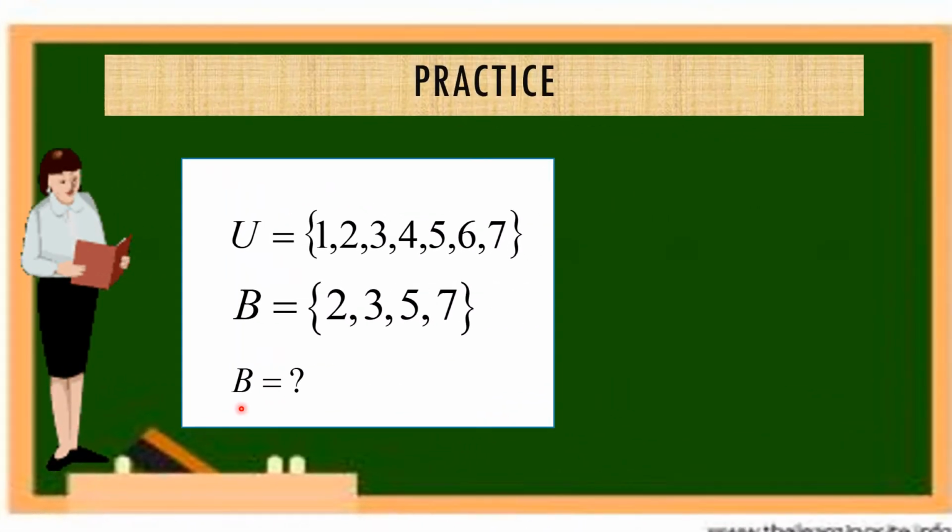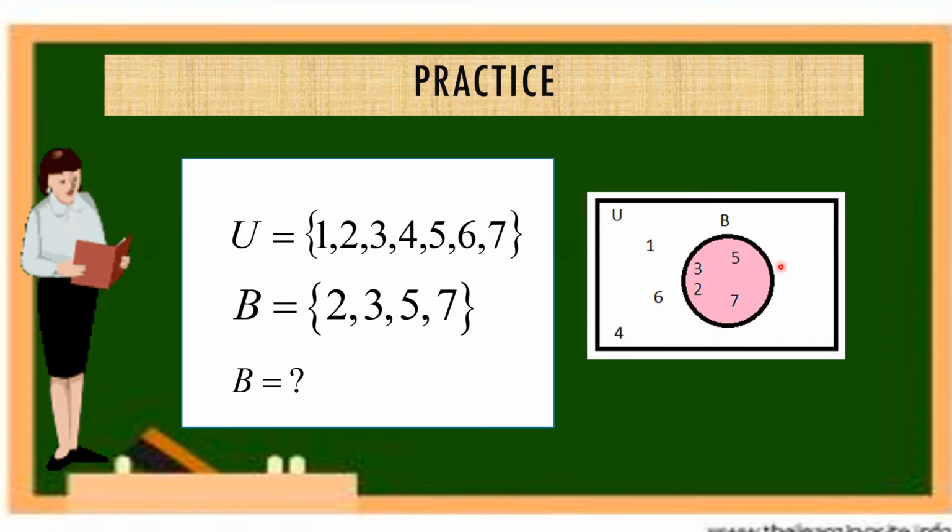So we need to make a Venn diagram for set B. What is set B? 2, 3, 5, and 7. So we have U, whose elements are 1, 2, 3, 4, 5, 6, and 7. So we have the representation. We have set B, whose elements are 2, 3, 5, and 7, which is represented by the colored portion of the Venn diagram.